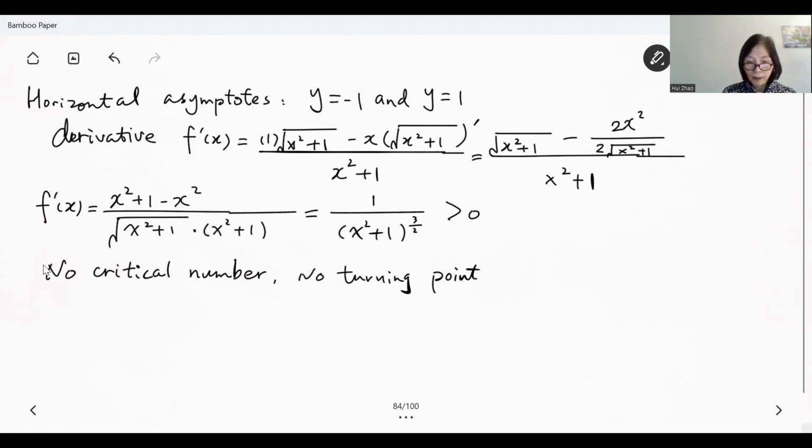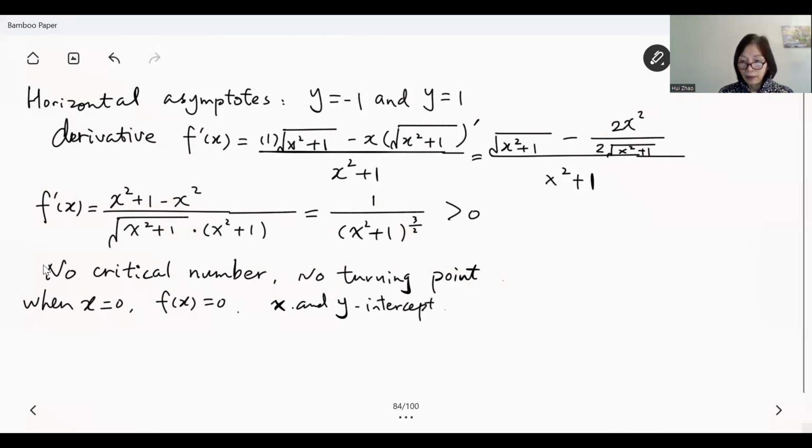Then find the x-intercept and y-intercept. When x equals 0, f(x) equals 0. That means the x-intercept and y-intercept are both at the origin. It passes through (0, 0). So that means next you can sketch it like that.